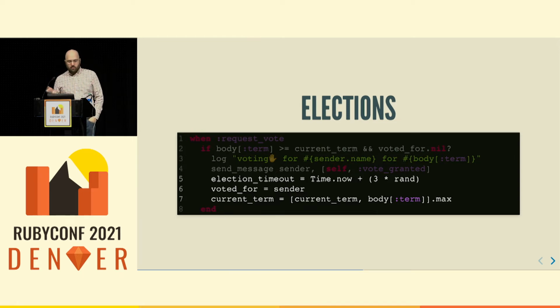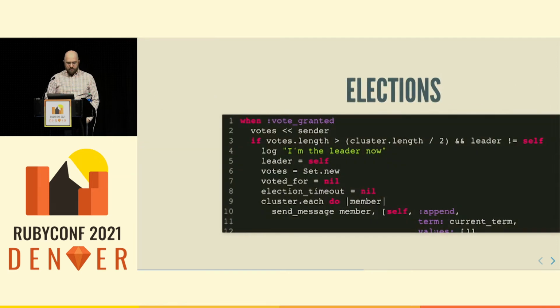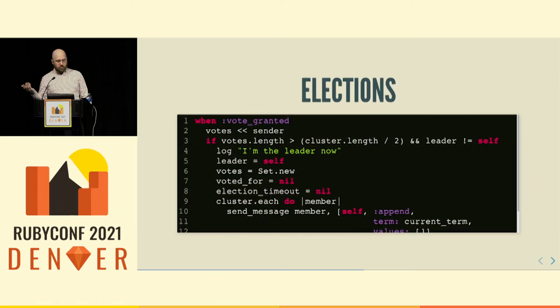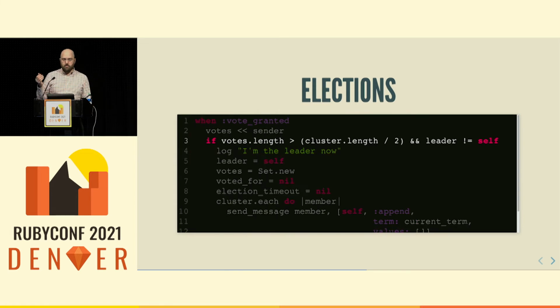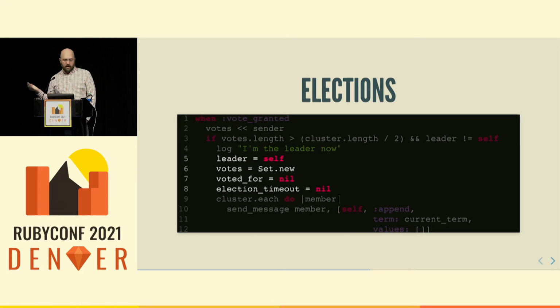If that works, we mark down that we voted, and we update our current term. And then this is something we'll talk a little bit about later, but in a real implementation, we would also be checking that the candidate we're voting for had all of the same data we had. And then a node knows it won if it gets a majority of nodes, including itself, to vote for itself. So if we see that the number of votes we got is more than half the cluster, then we decide we're the leader.